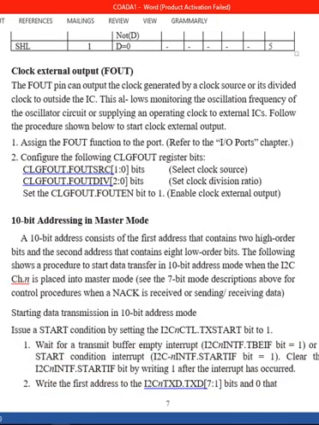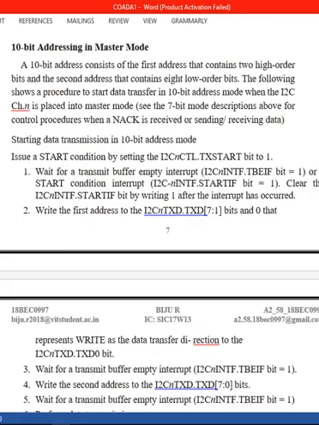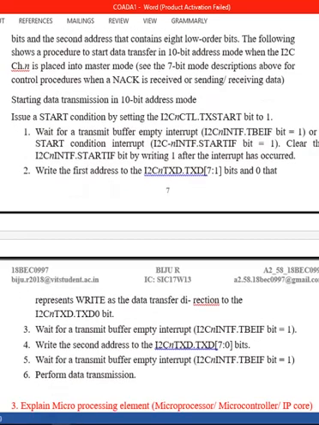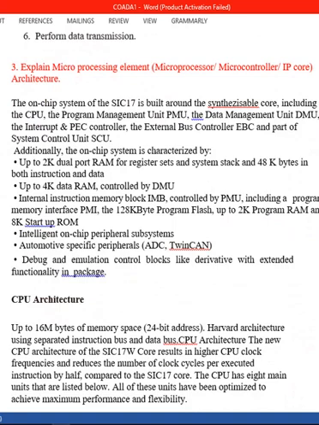Actually it has immediate, direct, extended, relative, indexed, inherent, stack pointer and memory to memory addressing modes. These addressing modes are available in the SIC17W13, and one important addressing mode is the 10-bit addressing mode. This is an example of how data is transferred from one register to another. And this is the microprocessing element architecture.